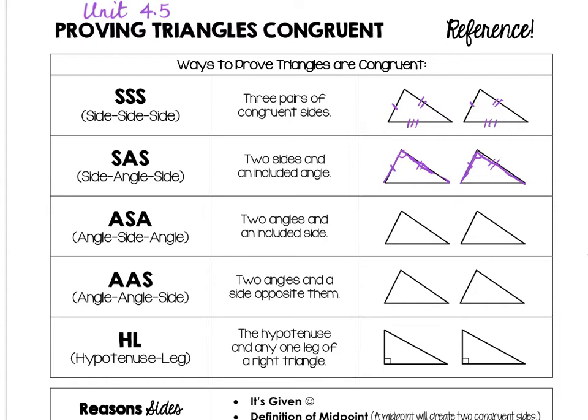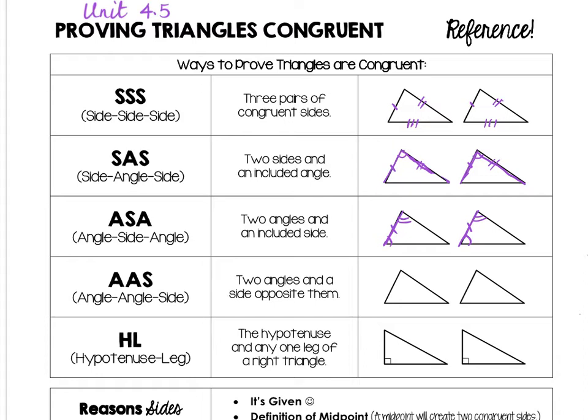Third one is ASA, angle, side, angle, 2 angles and an included side. So 2 angles are congruent. If this angle and this angle are congruent, these 2 are congruent. The included side, the side sandwiched between the 2 congruent angles, is congruent. I have ASA, and that's enough to prove the 2 triangles are congruent.